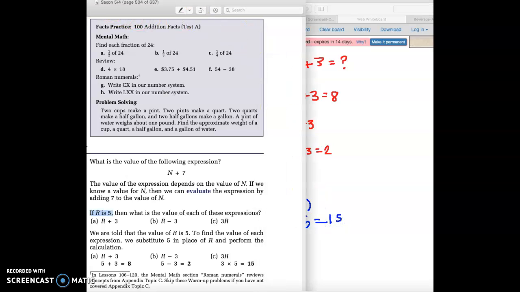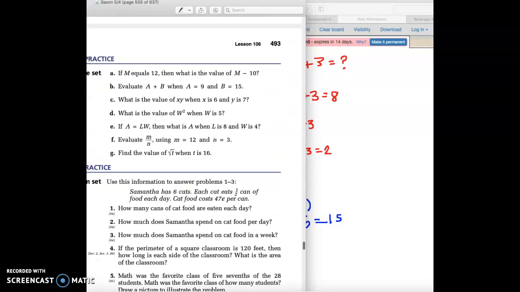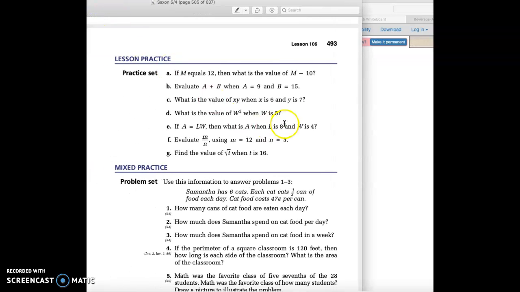All right, let's come on back over to the textbook. And let's go to the next page. All right, the next page is your lesson practice. Awesome. Okay, guys, go ahead and do your lesson practice now. And when you are all done with that, please make sure that your parents check off on your work. And then when you get it all right, go ahead and do the mixed practice.